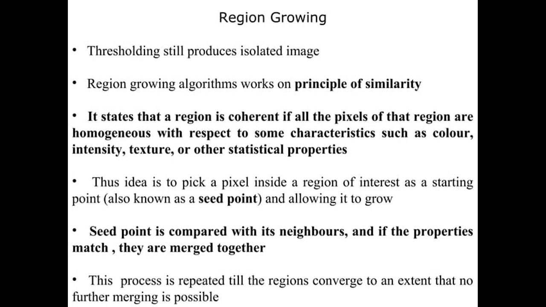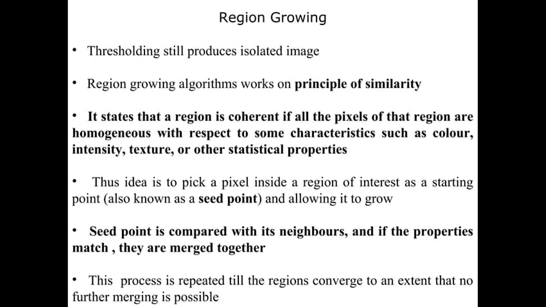Similarly, how can we find out the similarity between the pixels? For that we need some characteristics. The characteristics may be color, anything like that. Thus, the idea is to pick a pixel inside the region of interest as a starting point, and this point we call a seed point, and allow it to grow. So if the next pixel also has the same value, then we will connect these two pixels. That is the growing procedure.